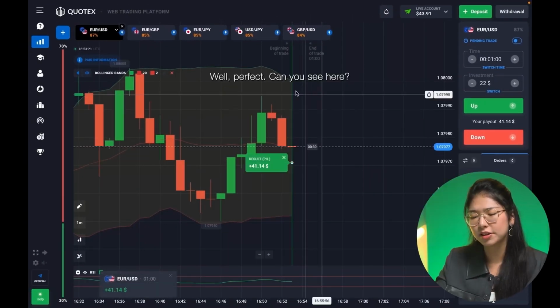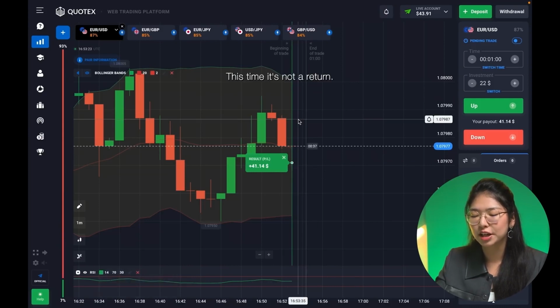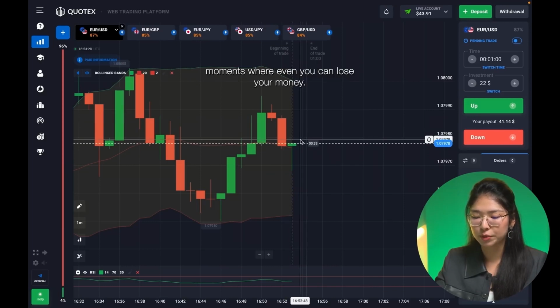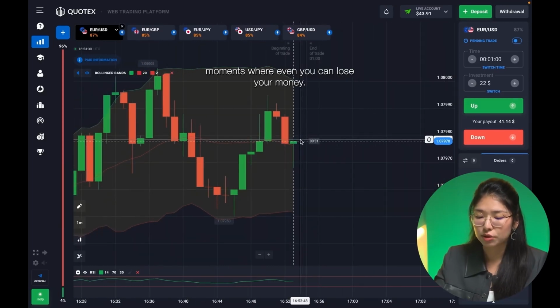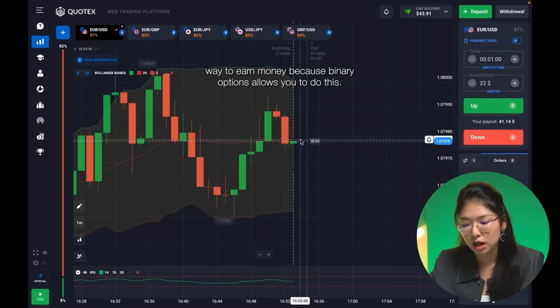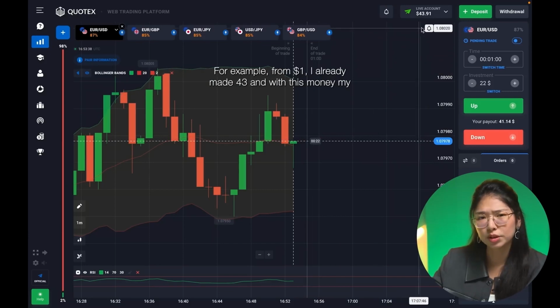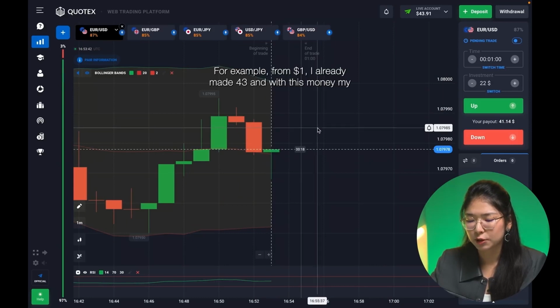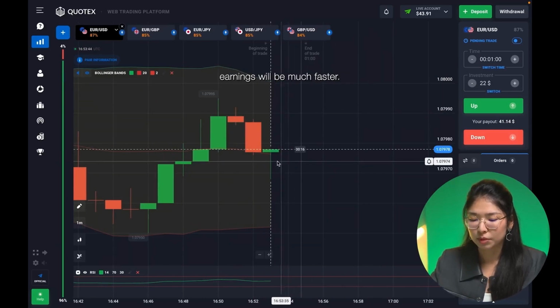Brilliant, guys. Can you see here? This time it's not a return, this is a profit. But being a trader, you have to be ready for moments where you can lose your money. And yes, it's a pretty risky way to earn money, but it's a perfect way to earn money because binary options allow you to do this. For example, from $1, okay, $1, I already made $43, and with this money my earnings will be much faster.